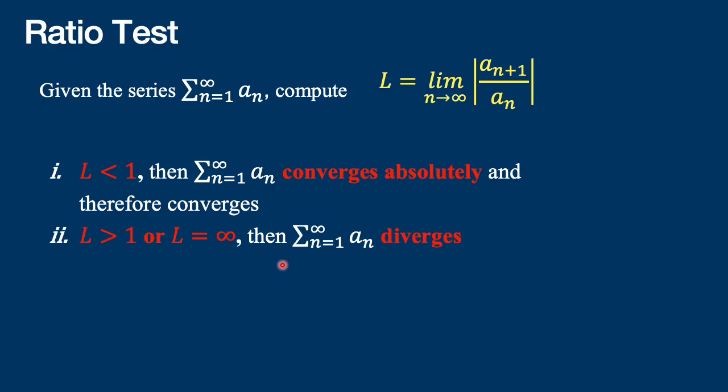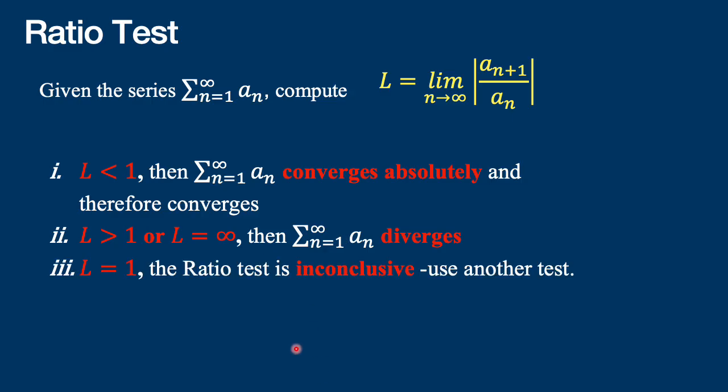If the ratio is greater than 1 or the ratio is infinity, then the series is going to diverge. However, if the ratio L equals 1, the ratio test is inconclusive. You have to find another test to determine if the series converges or diverges.